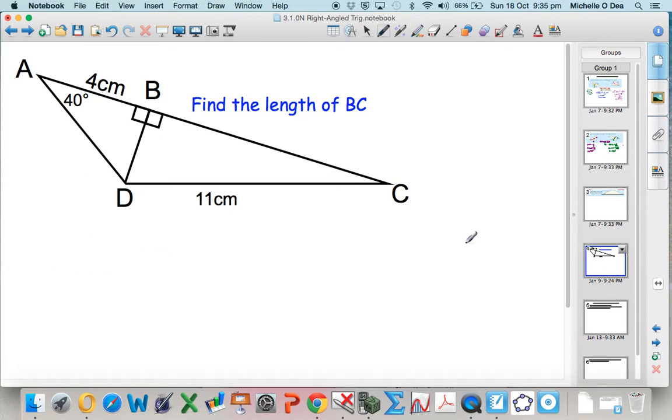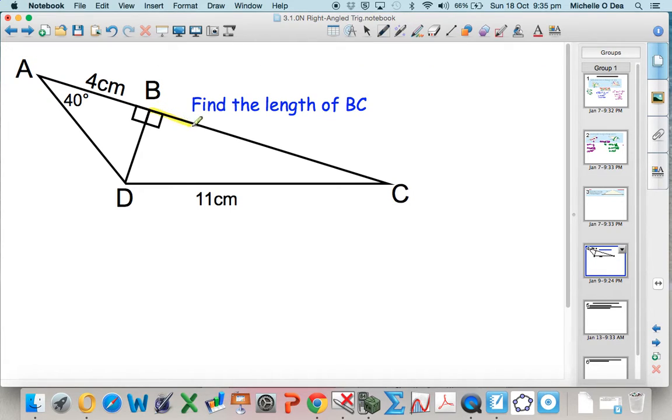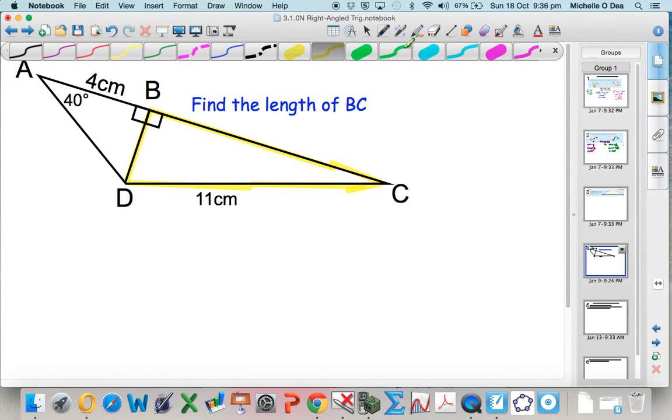Let's try one other one. So here we need to find the length of BC. So here is BC, but if we look at that triangle that has the side BC in it, that's what we're trying to find. This is the right angle triangle here. We don't actually know a lot about that triangle. All we know is one side. We don't know any of the angles. Not so useful. So we need to have a look at what we can find then. We might need to find something else first.